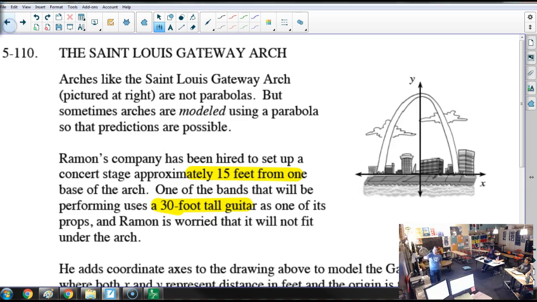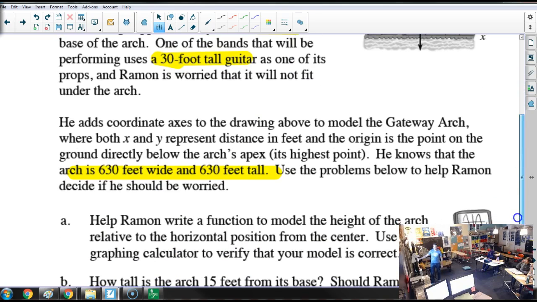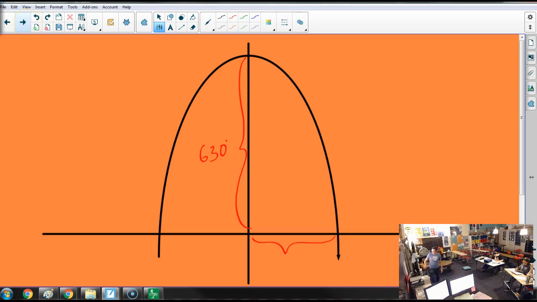You were about to fall in the trap, David. It's 630 wide, but that's the whole thing. So its zeros are at 315 and negative 315. How can we start modeling a quadratic to fit this? We have the x's and the y-intercept. Find two other points. What is the y-intercept? 0, 630.